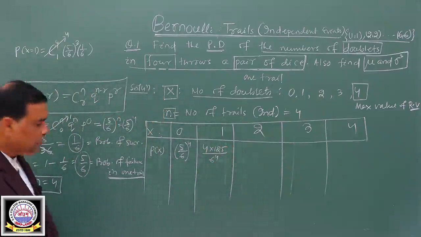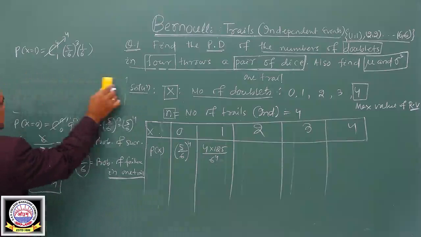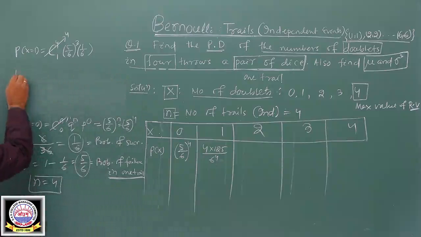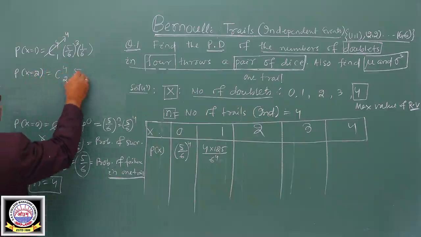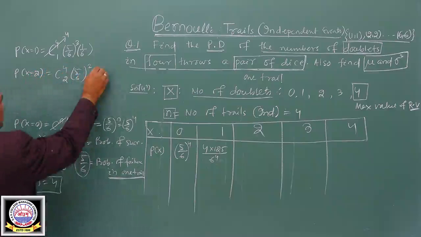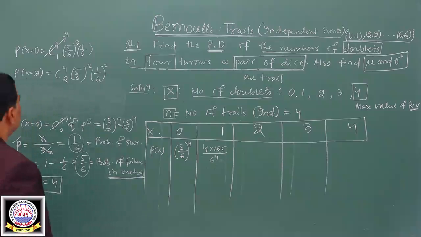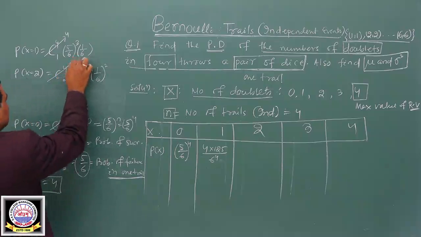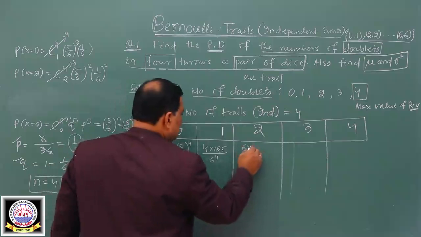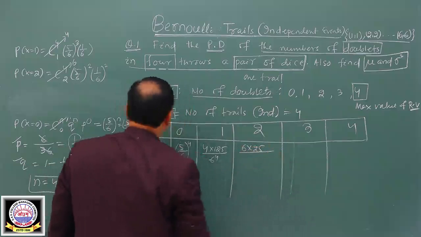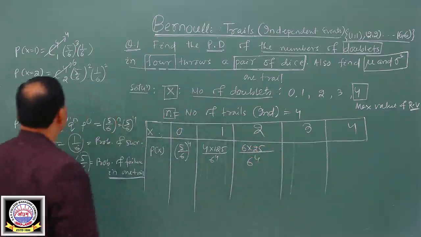Now I will calculate the next one, P(x=2). So 4C2, 5 by 6 to the power 2, and 1 by 6 to the power 2. 4C2 is equal to 6, and 5 squared is 25, so it will come 6 into 25, so 150 by 6 to the power 4. 6 to the power 4 is the constant.